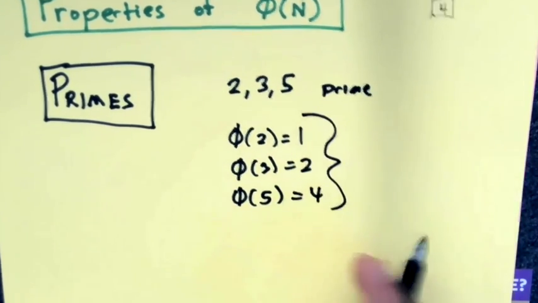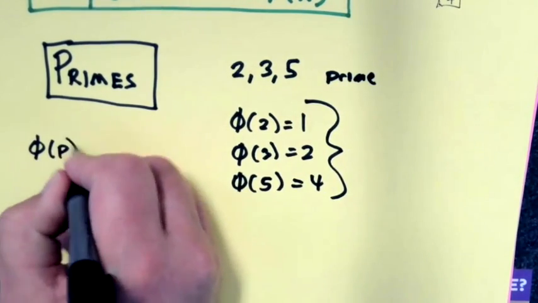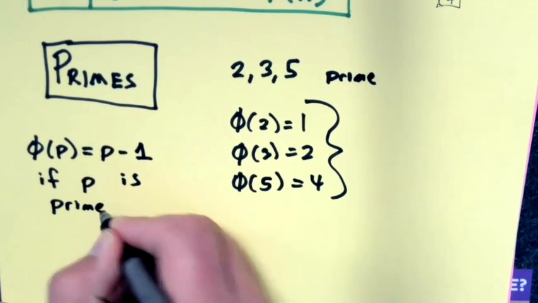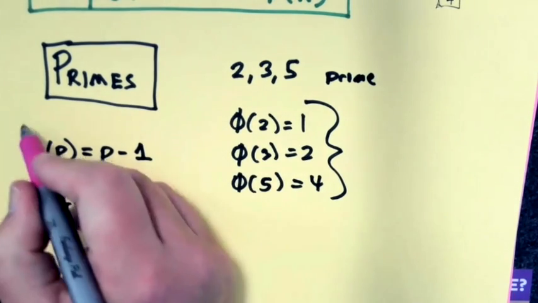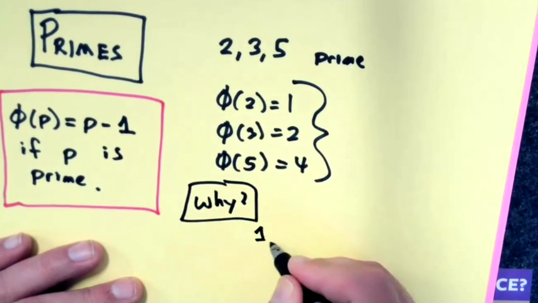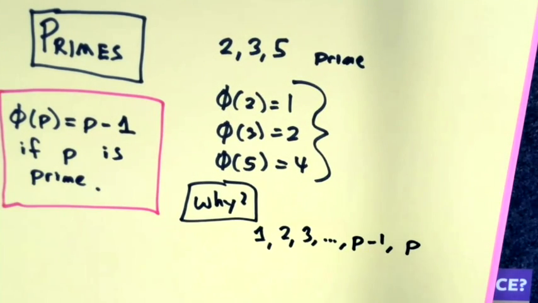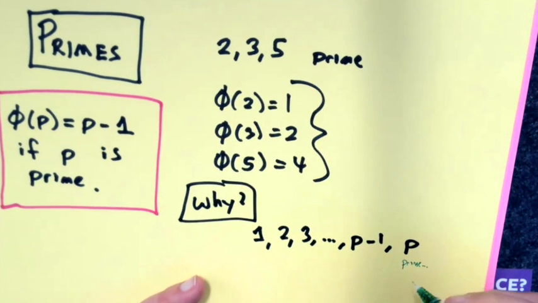Is there a pattern here? So phi of p is equal to p minus 1, where p is prime. Can you give me a quick intuitive explanation of why that is true? We have 1, 2, 3, up to p minus 1, up to p. By definition, if p is prime, its only positive divisors are 1 and itself. So it's not possible for anything else to divide it.